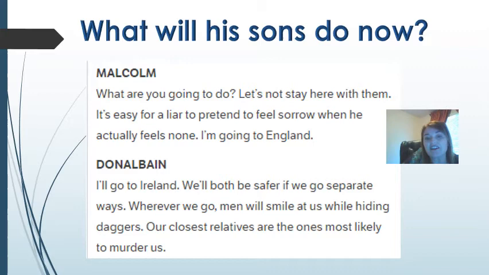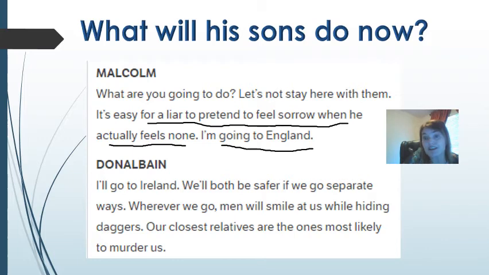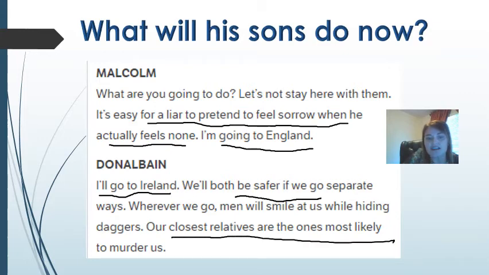It's easy for a liar to pretend to feel sorrow when he actually feels none. I'm going to England. Whom can we trust? Malcolm didn't know, so he was going to England. Donalbain, the other son of Duncan, will go to Ireland. It's safer if we go our separate ways. Wherever we go, men will smile at us while hiding daggers. Our closest relatives are the ones most likely to murder us.